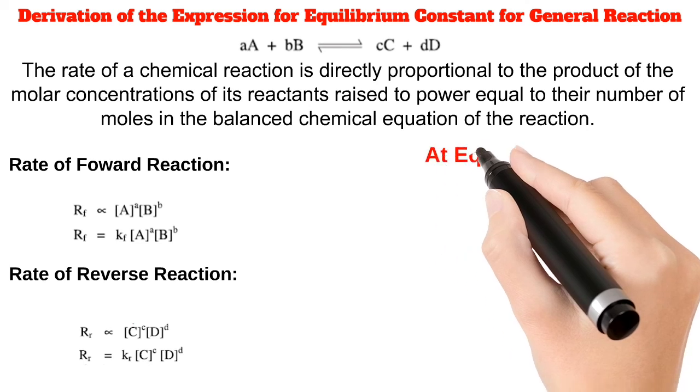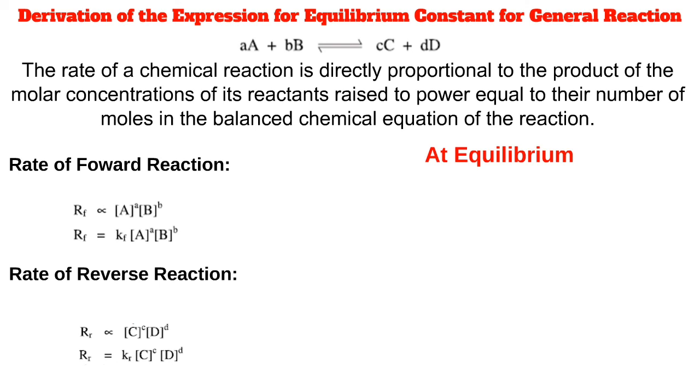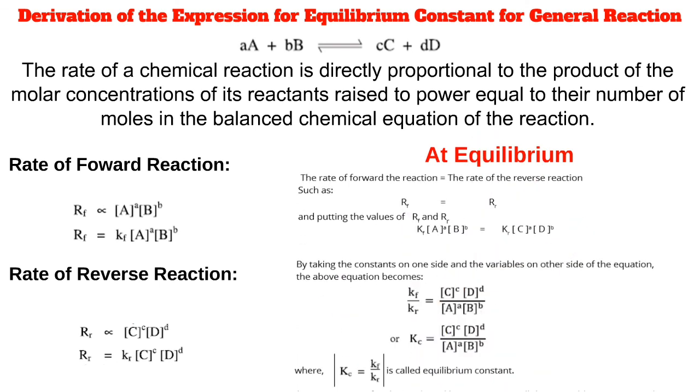Now, the above derivation would be same as we have studied before, that at equilibrium the rate of forward reaction is equals to the rate of reverse reaction, such as Rf is equals to Rr, and by putting their values we get Kf molar concentration of A and B having number of moles in the power is equals to Kr multiplied by molar concentration of C and D having their number of moles in their powers.